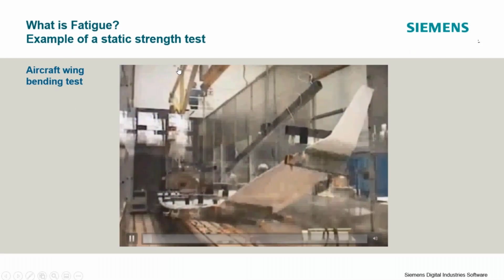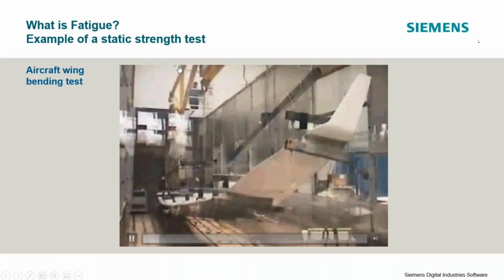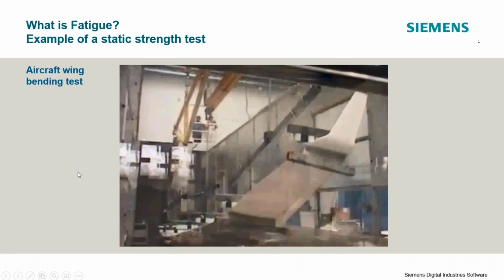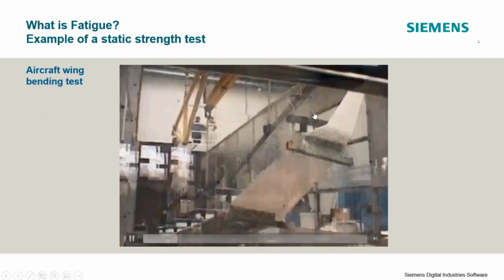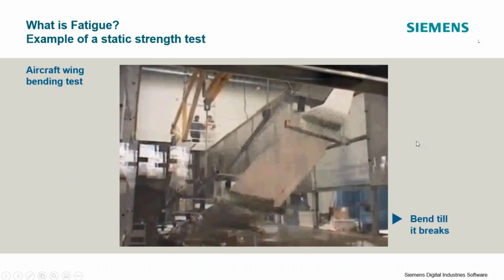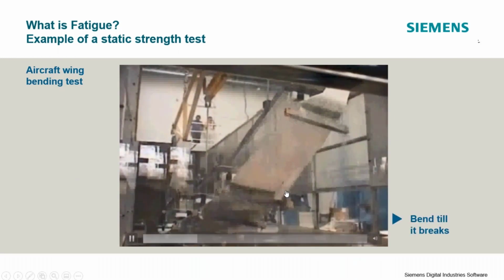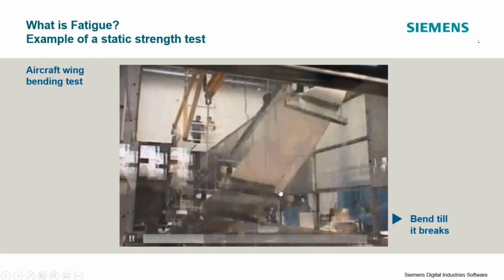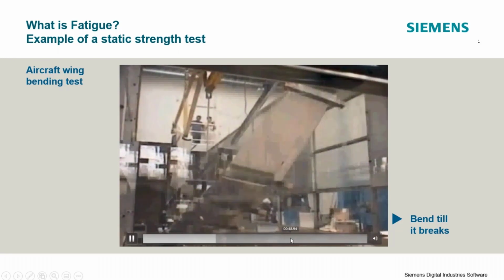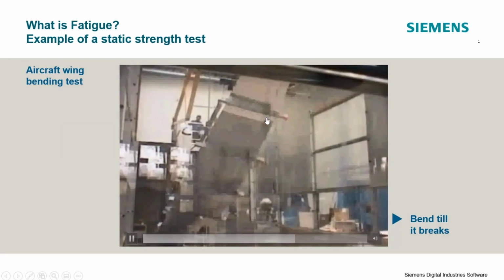Here's an example of what we would consider a static strength test. This is a bending test on an airplane wing. Basically, a load is applied on one end, and we're going to bend this airplane wing until it breaks. It's really quite amazing how flexible these airplane wings are. I'm actually going to skip ahead in the video a little bit so we can get to the failure point a little faster.